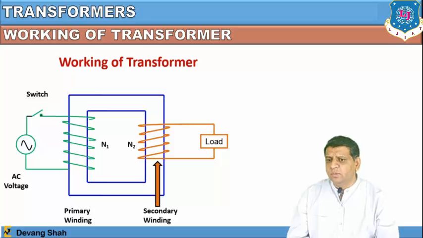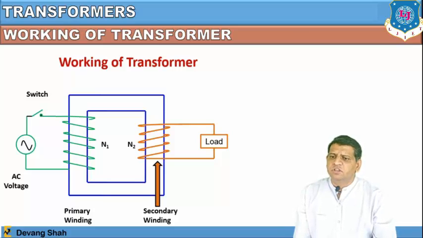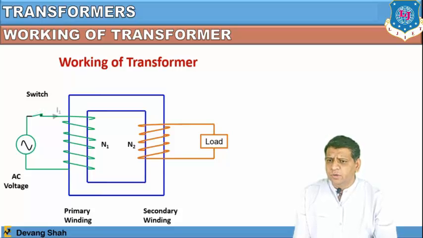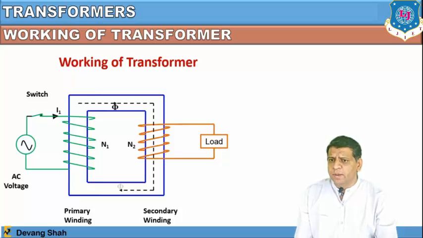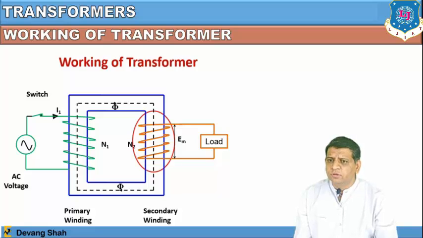Because of this phenomenon we define it as a transformer, right? This is a very simple terminology where you can see here the current I1 is flowing in a primary winding, and because of this there is a production of magnetic flux around the coil, and that magnetic flux is also linked with the secondary winding, which has a number of turns N2, and because this flux is linked with the secondary winding, it will also induce EMF E2 in the secondary winding.